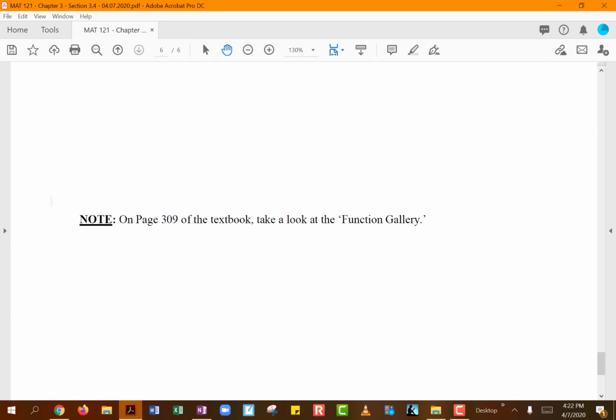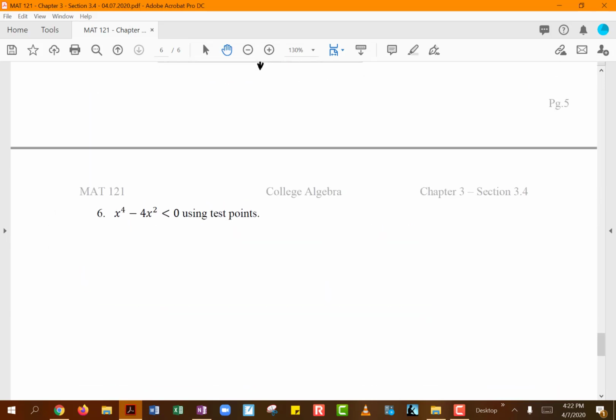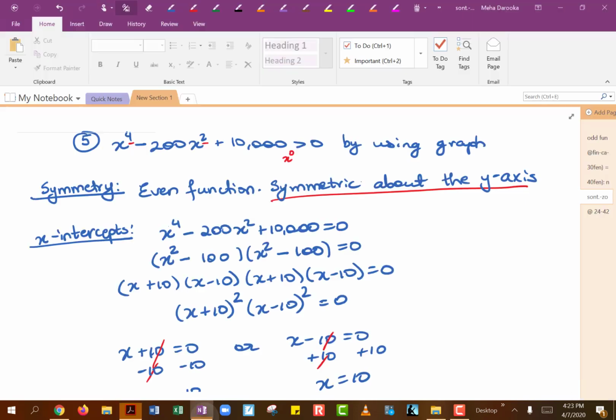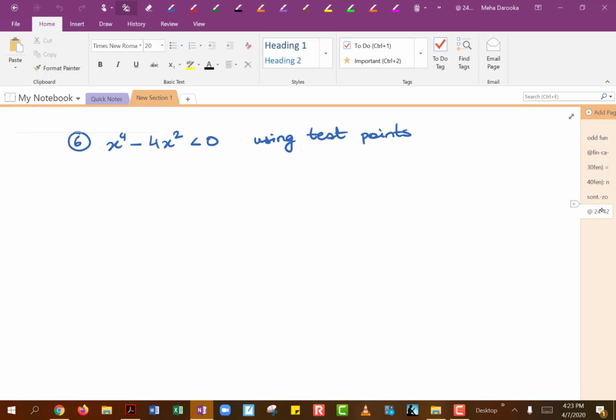Alrighty, I think that brings us to our last example here, and this was actually using the test point method. Okay? So if you remember the test point method from last chapter, that is where we first start by finding our x-intercepts. Okay, so let's do that here. Our x-intercepts will be the first calculation. So I have x to the 4th minus 4x squared. So set that equal to 0.